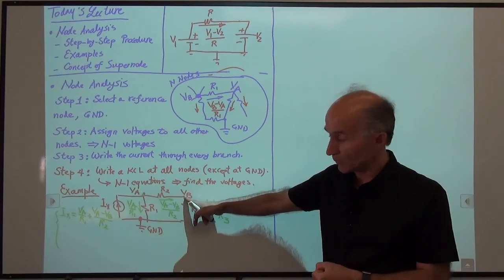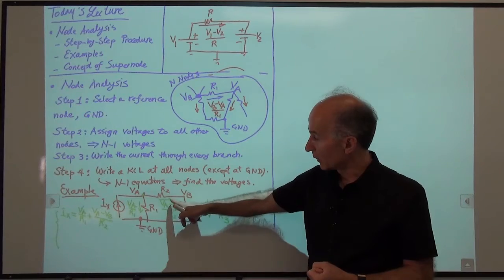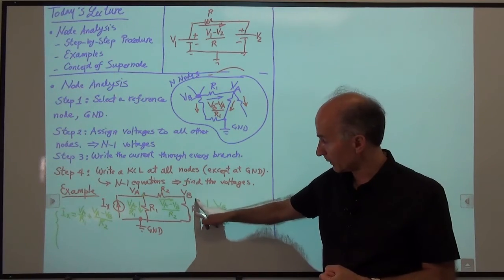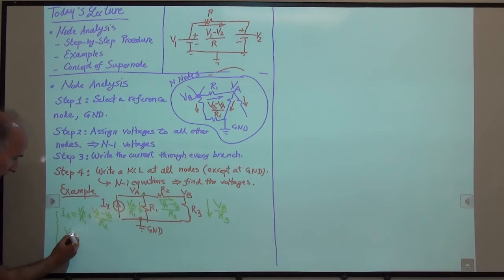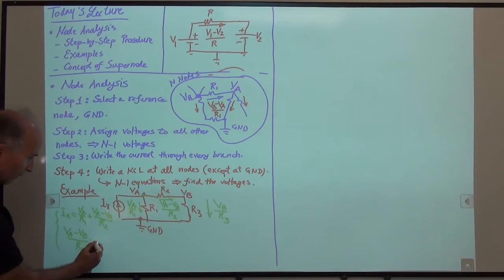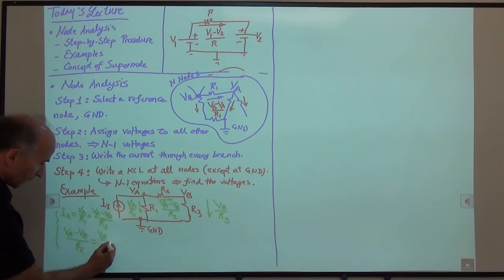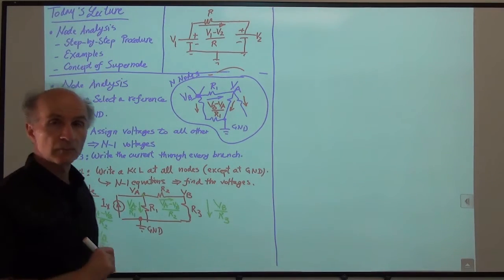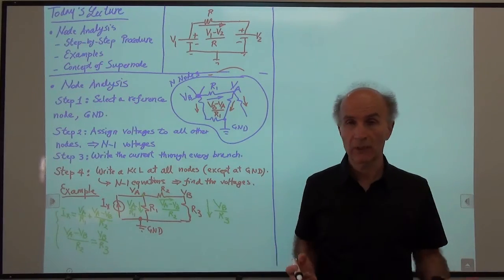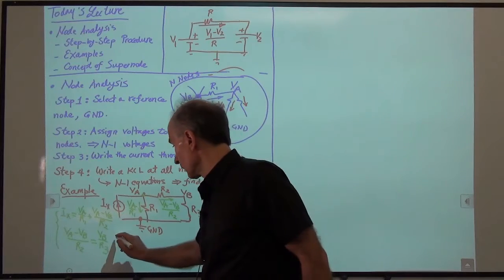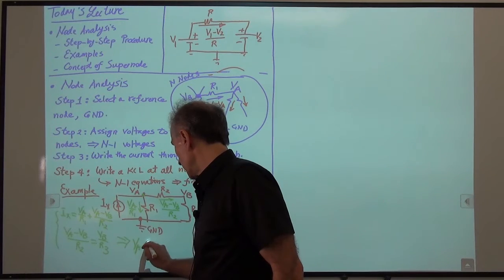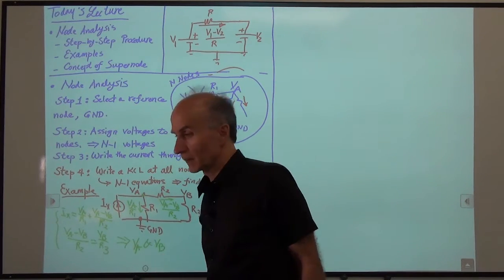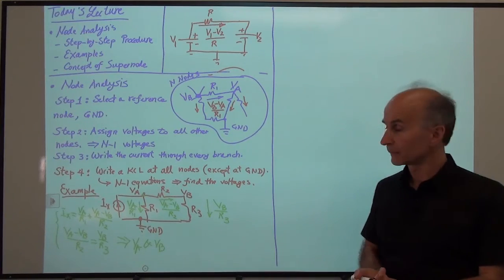Okay, now let's move on to this node and again write a KCL here. We know that this current is coming into the node and this current is coming out of the node, so we just have to equate these two. So we say VA minus VB over R2 is equal to VB over R3. Okay, so now we have two equations and two unknowns, so we can find VA and VB. All right, so that's the procedure that we want to follow.